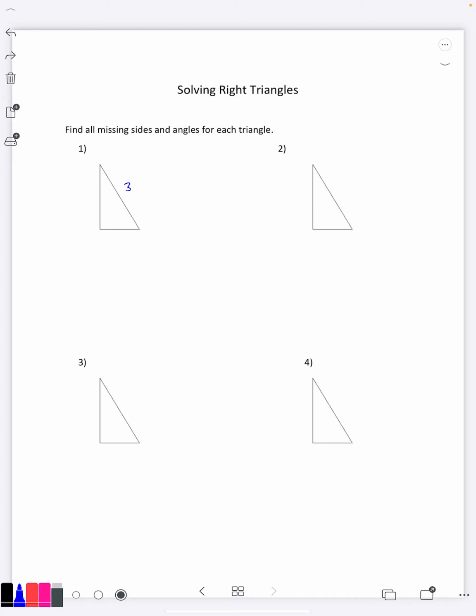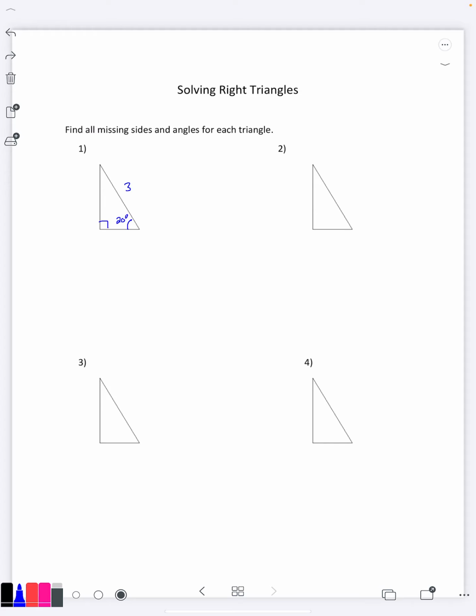So on this first triangle, I'm going to tell you it's a right triangle. We have a right angle there. And I'm going to tell you the hypotenuse is 3. And I'm going to go ahead and say that this angle is 20 degrees. Now your job is to figure out any angles that we don't know already and any sides that we don't know already.